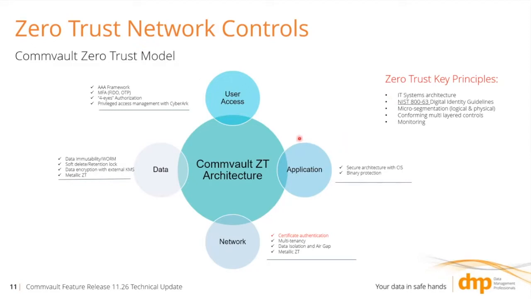If you look at the application level of Commvault, that is secured with the Center for Internet Security standards, and also the binary protection. Commvault has digital signatures on their binaries, so only Commvault processes are allowed to do anything with those binaries. On the networking side, we have certificate authentication, new now in Feature Release 11.26, with tenant-aware and infrastructure-aware certificates.